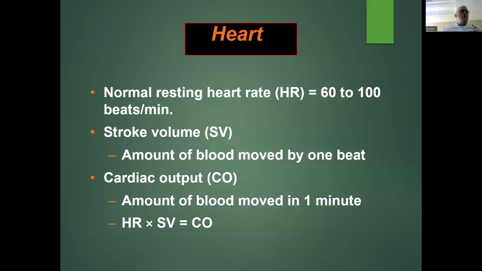All right. So in your heart, normal for an adult is 60 to 100 beats per minute. What they measure when they look at how a heart is beating is stroke volume. This is how much blood is moved in one beat. It's important we know about that because we have to look at cardiac output. This is the amount of blood that we move in just 1 minute. So that would be the heart rate times the stroke volume. That's where we get the cardiac output.